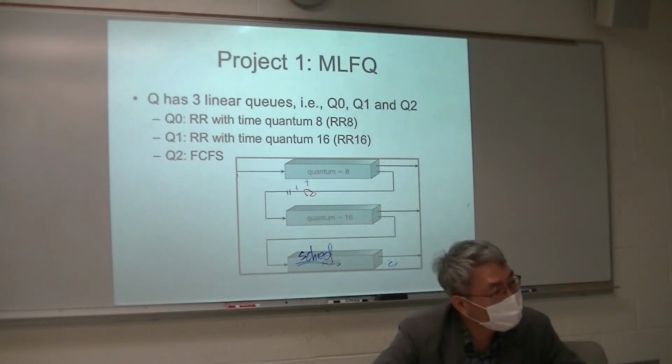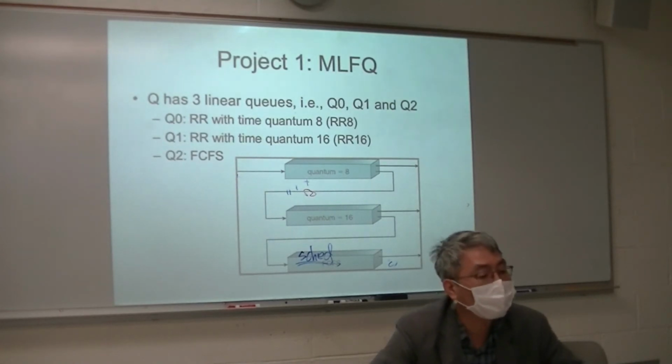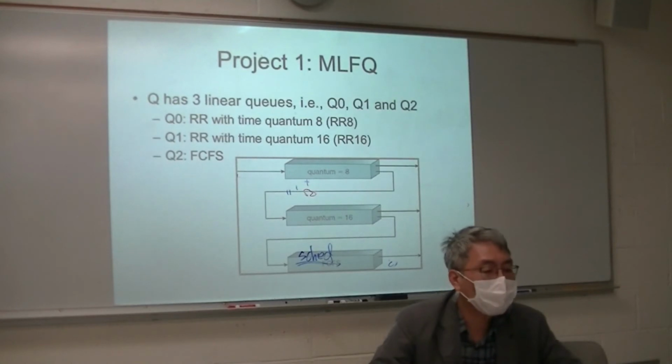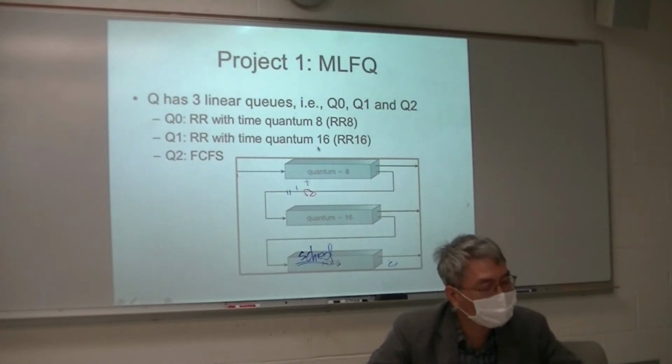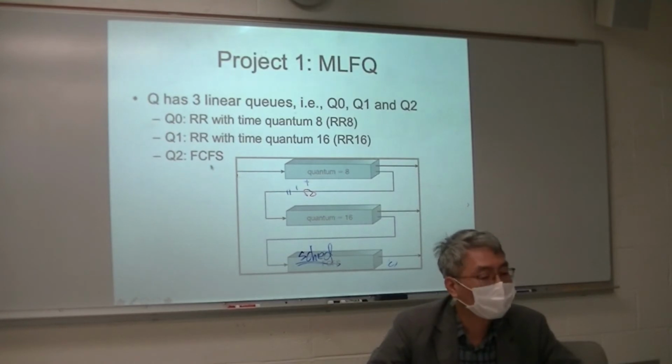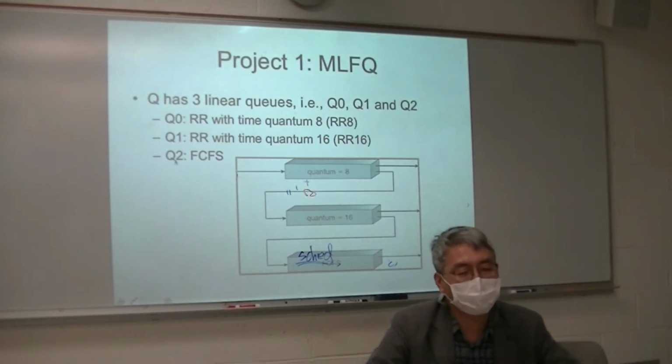So there are 3 queues. So 3 linear queues: one is Q0, then Q1 and Q2. Q0 is round robin with the time quantum 8. Q1 is round robin with the time quantum 16. Then Q2 is actually round robin with the time quantum 10,000, for example. It's the first come first serve.